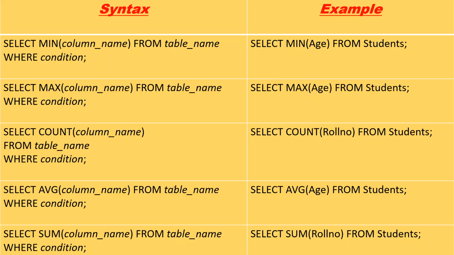For example, here the syntax is also given. An example: select minimum age from students. Students is your table, age is your attribute or column. It will show the minimum age. Out of all the ages, it will show the minimum value of the age. In maximum age, it will show out of all the ages the maximum age which is present in the column. Count roll number will count all the roll numbers which are present in the column.